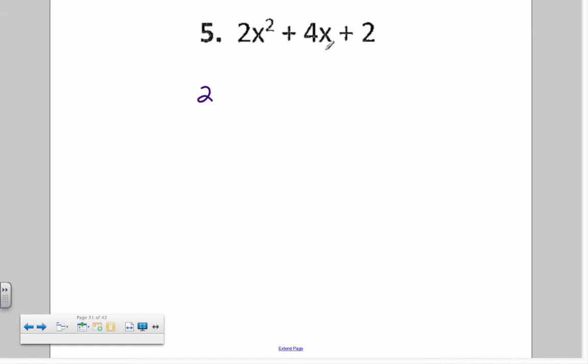And then this one has an x squared, this one has an x, but this one does not have an x. So I cannot pull out any variable GCF. So my GCF for these terms is 2. So I'm going to rewrite this as x squared plus 2x plus 1.